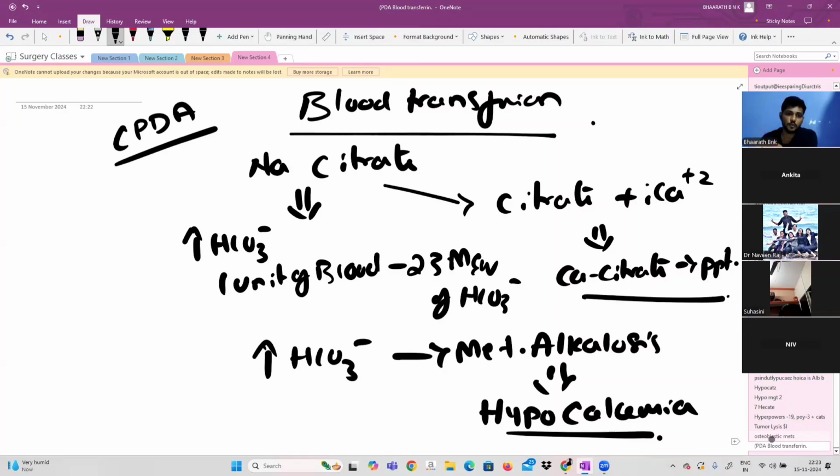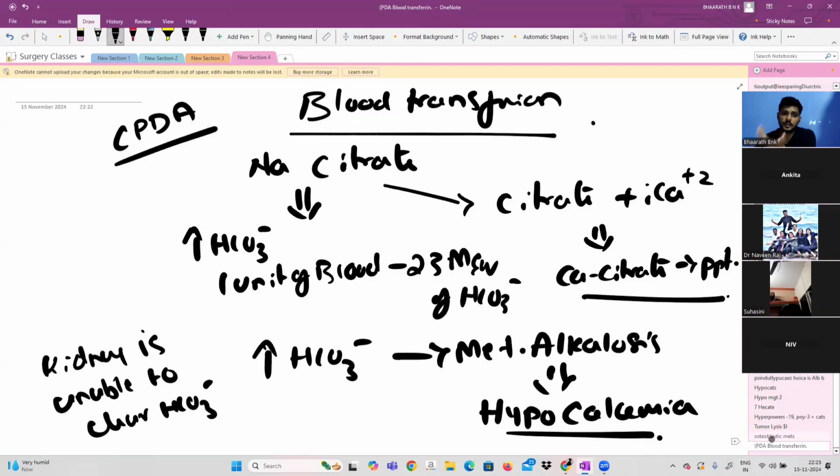Now this happens only when the kidney is unable to clear bicarbonate. Right? Now when the kidney doesn't clear bicarbonate, either the kidney is failing or the load is so much that the kidney is unable to clear, even if it is normal. That happens in a massive blood transfusion, right? So that's why it was the consequence of a massive blood transfusion. So in massive blood transfusion, there's so much load that the kidney is unable to clear. In CKD, even for a normal blood transfusion, the kidney is unable to clear it because the kidney is not functioning properly. So that is when that leads to hypocalcemia.